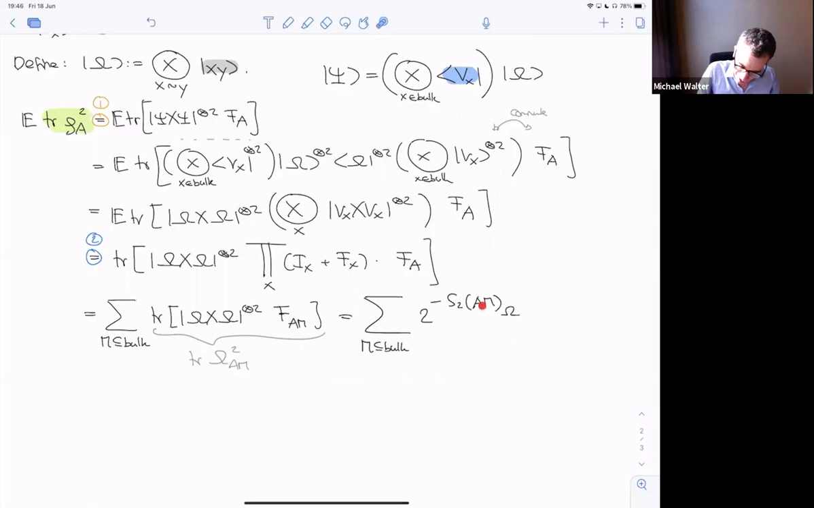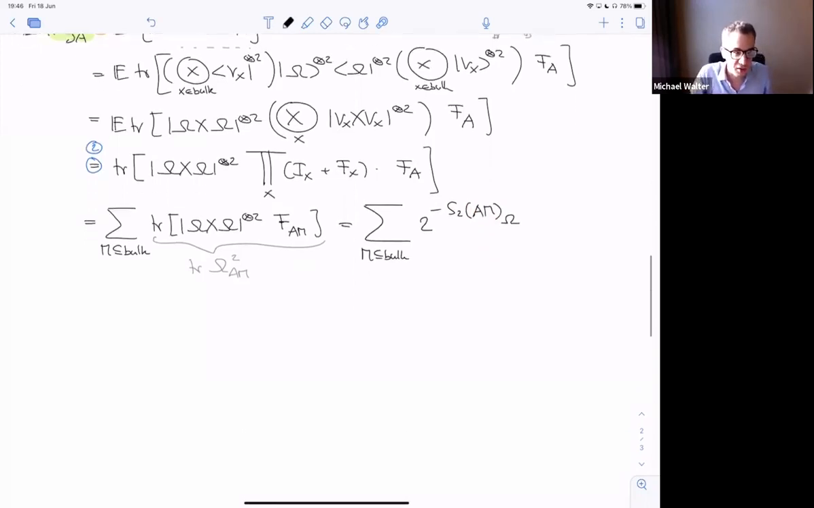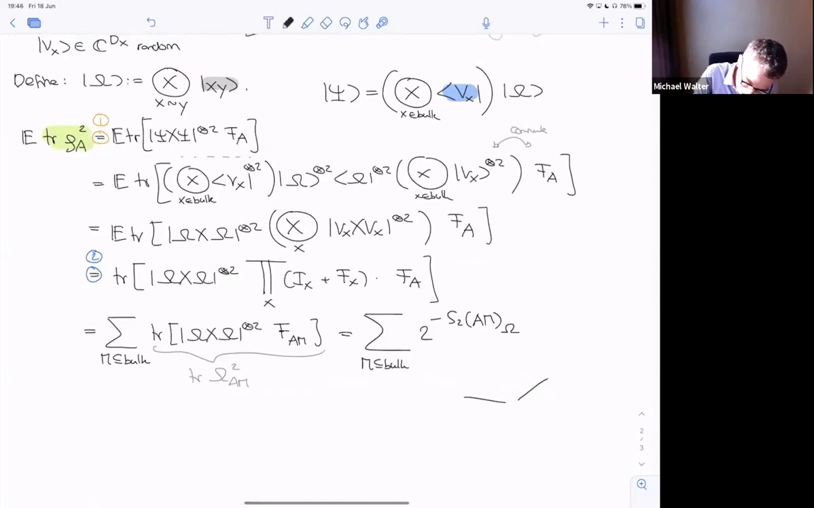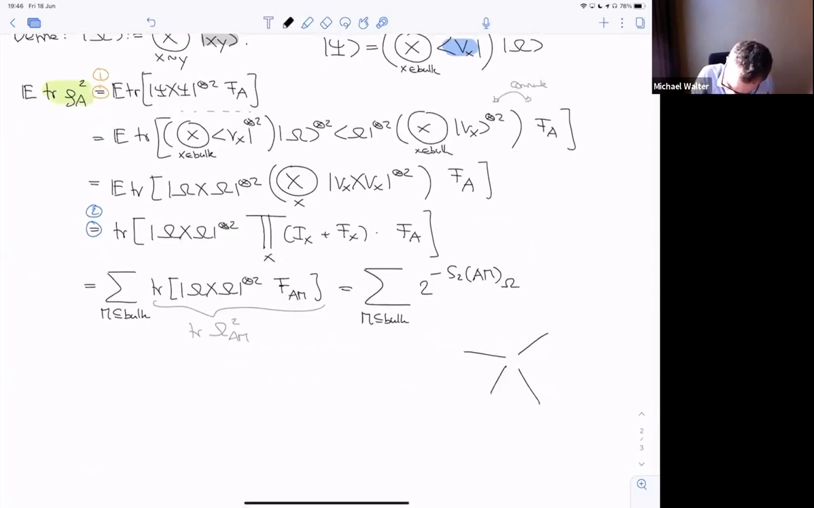Now if you have a sum like this, of course it will be dominated by the term that is smallest, because everything here will be quantized multiples of the log of the bond dimension. So the question is, for which subset of the bulk is this term minimized? And maybe you could ask before that, what's the interpretation? What is this entropy actually equal to? What is the state that we have? The state is the state omega that just consists of Bell pairs, maximally entangled states. Let's say maybe like this.